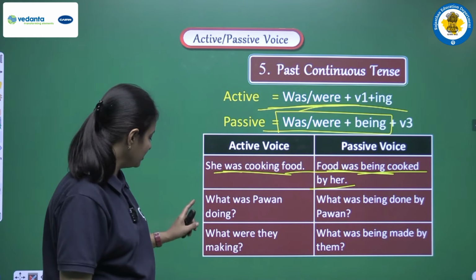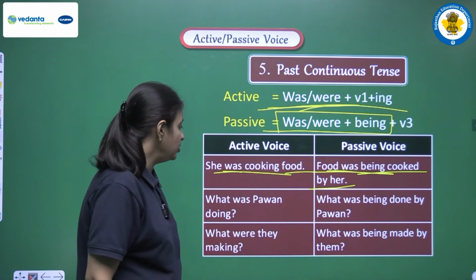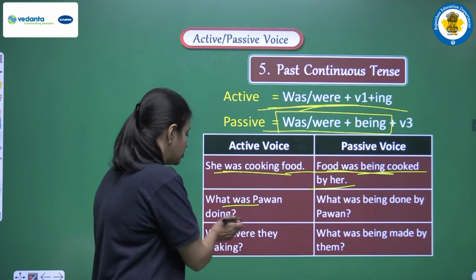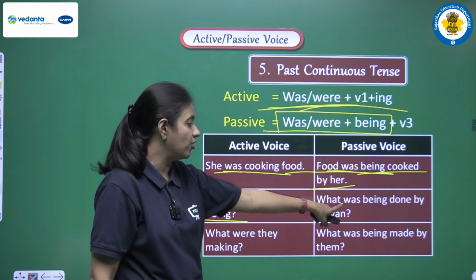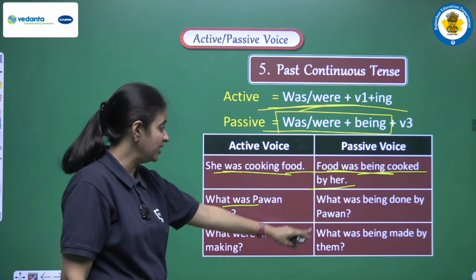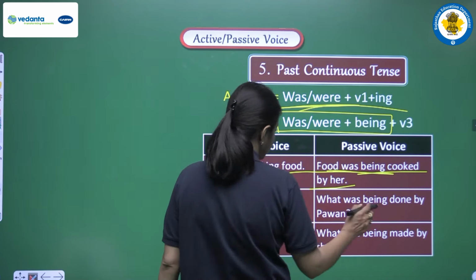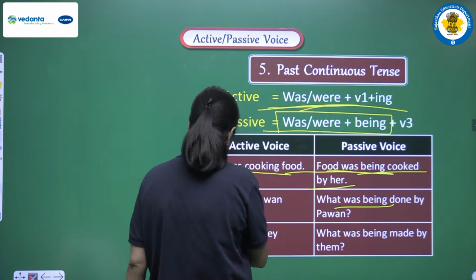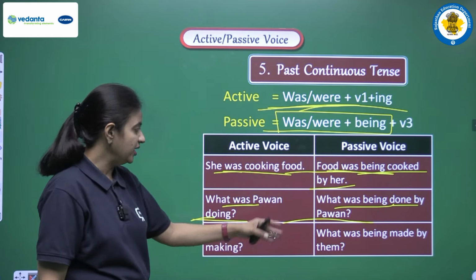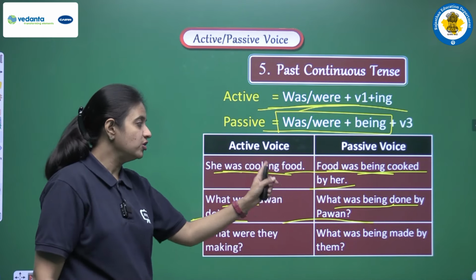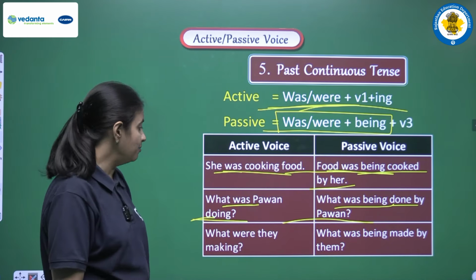Okay. Next is what was Pawan doing? So again was first form plus ing, past continuous. Was is there in the beginning, so what will also be here in the beginning, and was will change to was being, third form of do is done, by Pawan. So what was Pawan doing? Passive voice will be what was being done by Pawan.